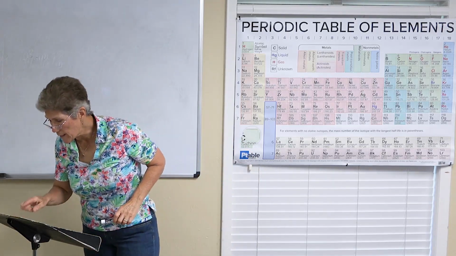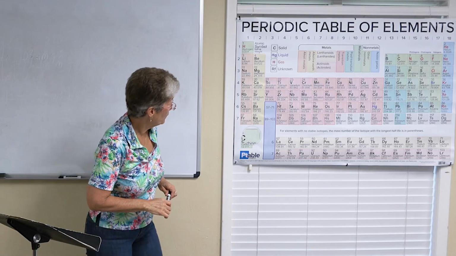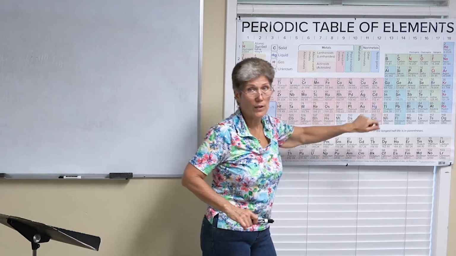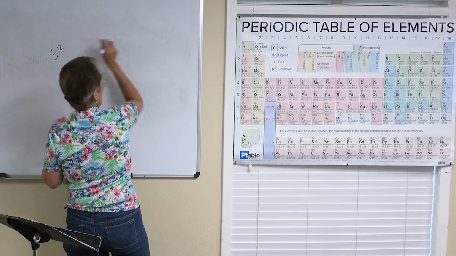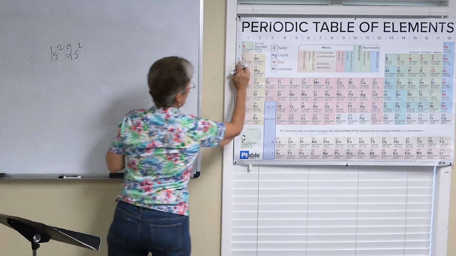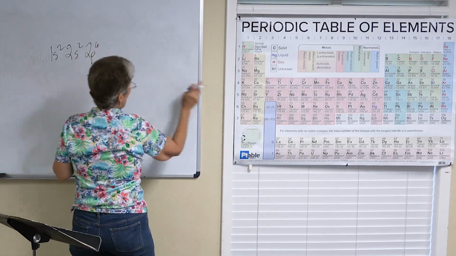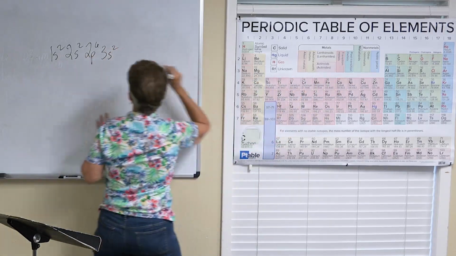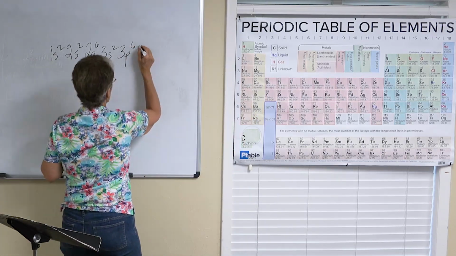The next one is selenium. And selenium is right here. Okay? So we're going to start again and go 1s2. And that takes us across this one. Now we're down here. 2s2. So now we're over here. So now we're going to go across there. 2p6. Now we're down here. 3s2, we got to go all the way across. 3p6, now we're down here, 4s2.